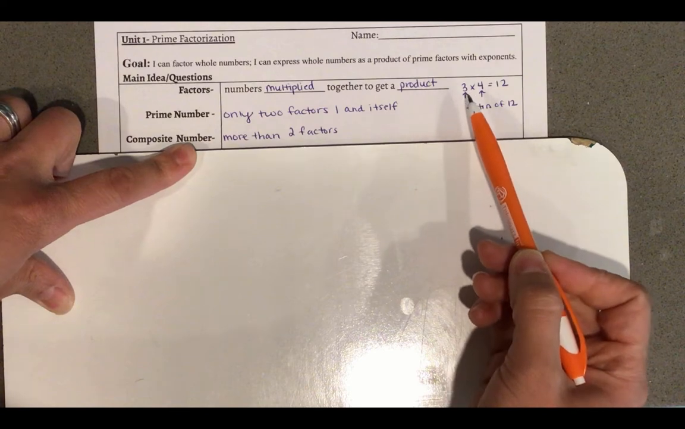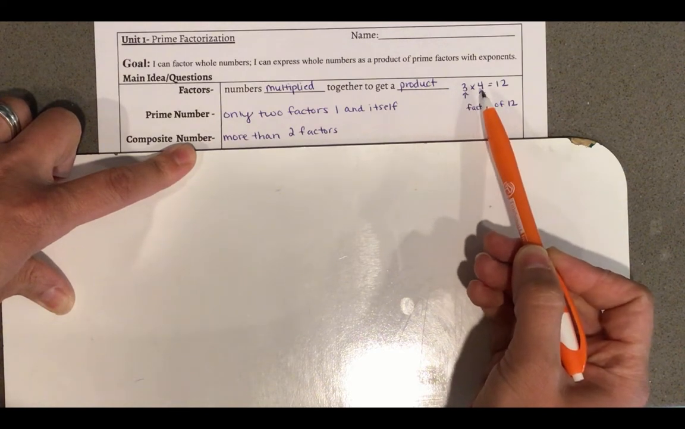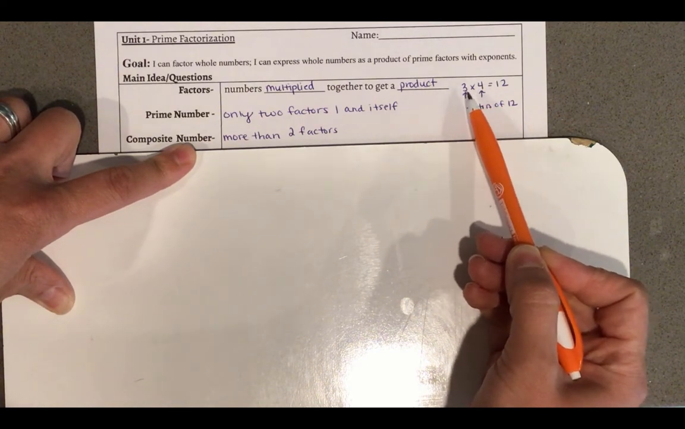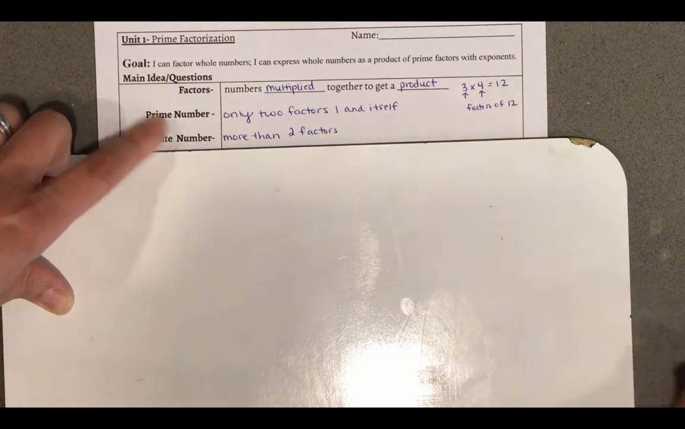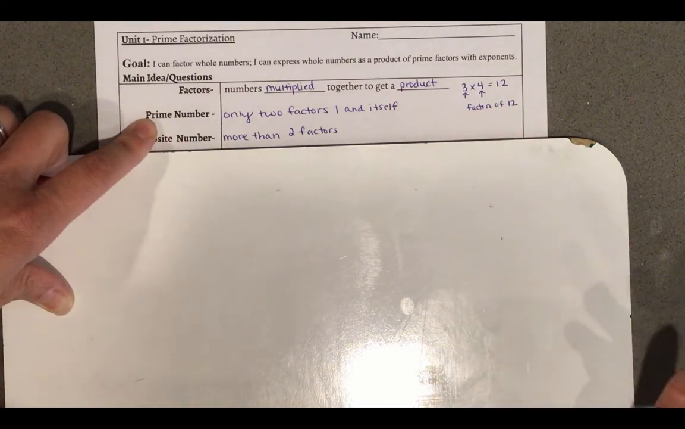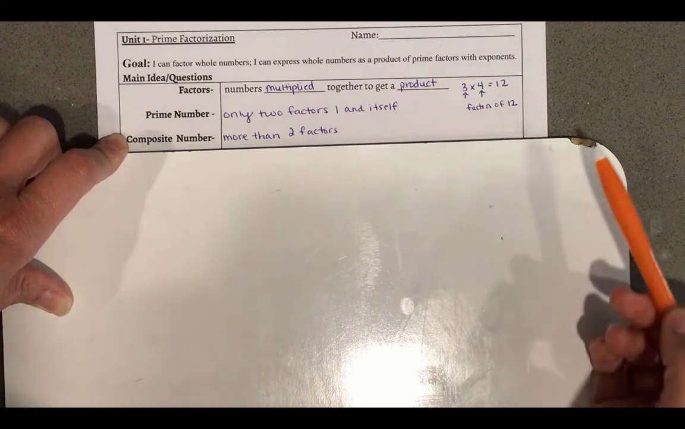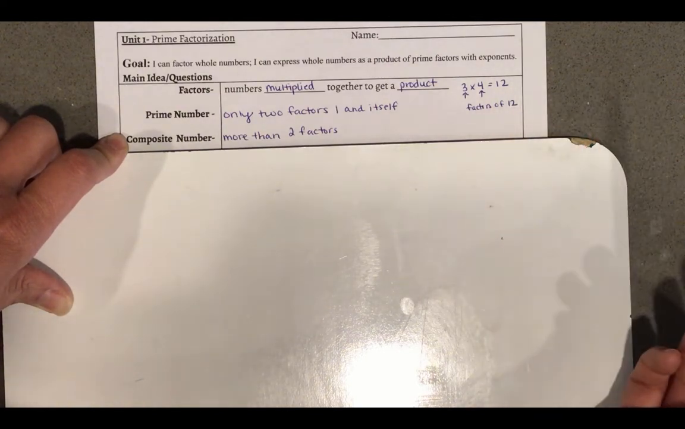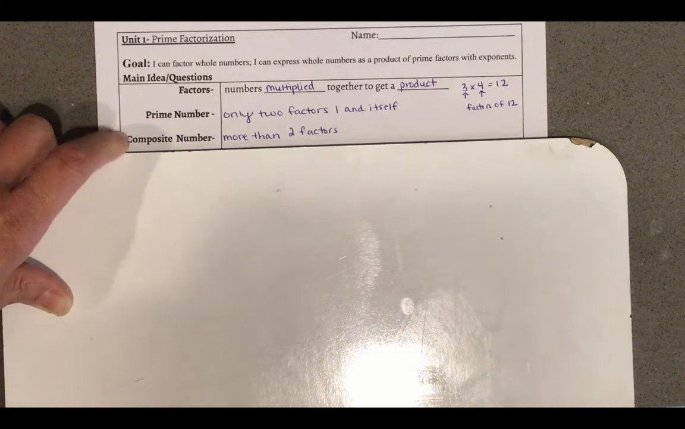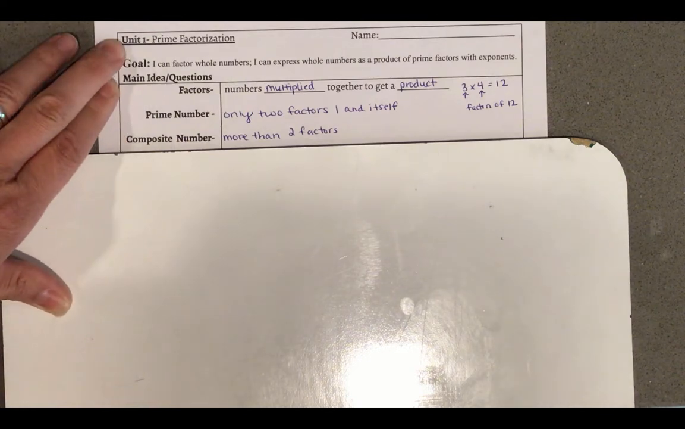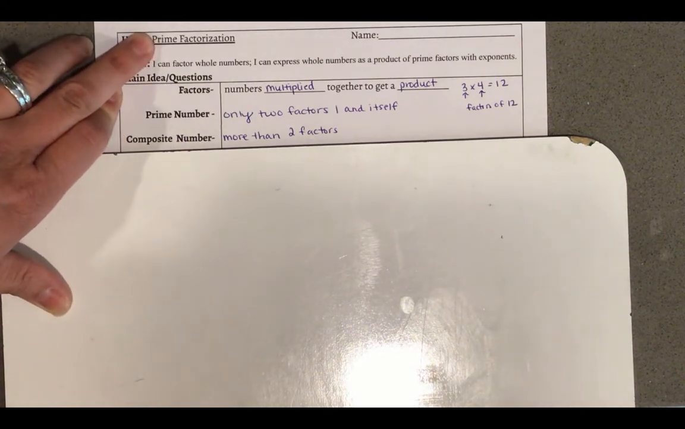So for example, some factors of 12 would be 3 and 4, because when you multiply 3 and 4 together, you get 12. Prime number, we said, is a number that only has two factors, 1 and itself. So an example of that would be 2. The factors of 2 are 1 and 2. 2 is prime. Composite number, it has more than two factors. So an example of a composite number would be 12, right? 12 has more than two factors.